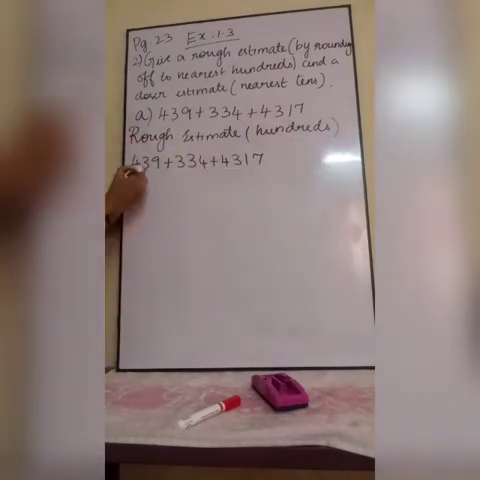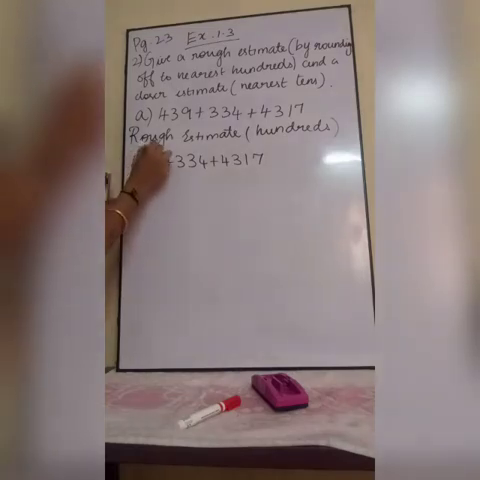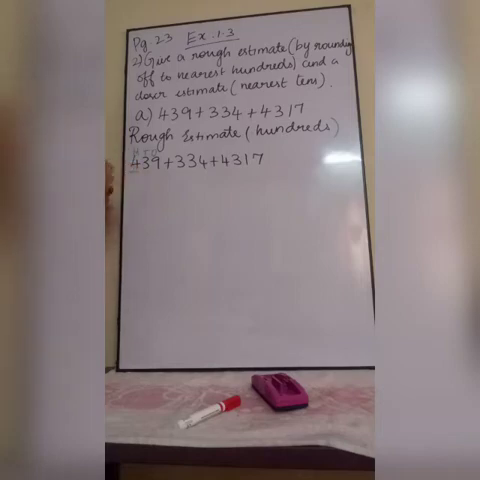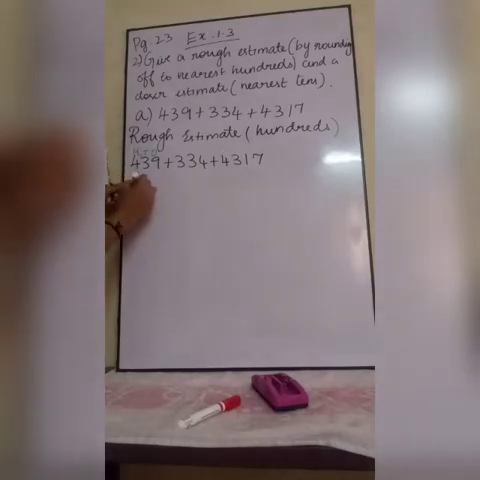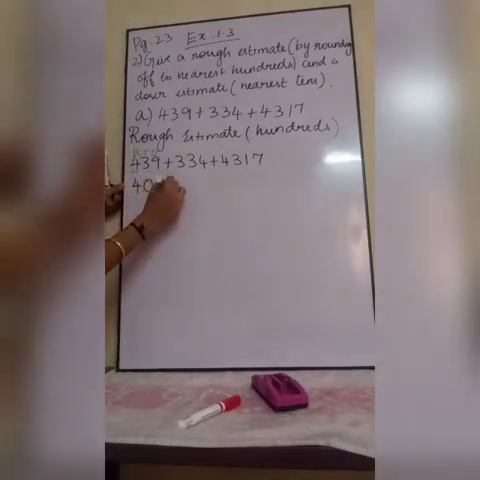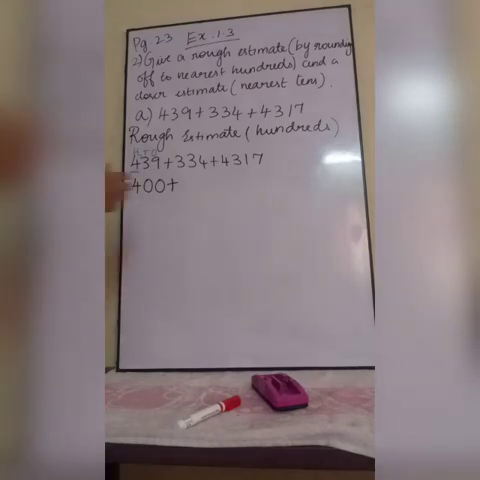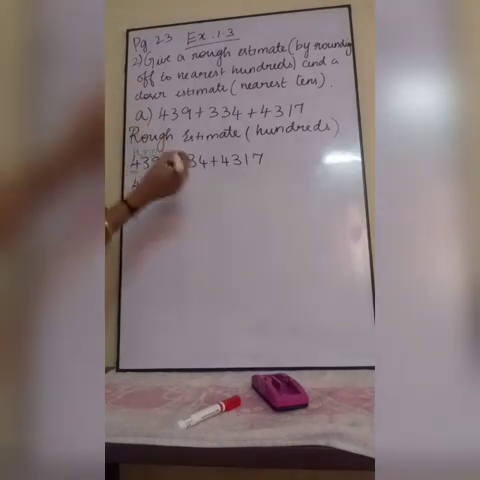So here: ones, tens, hundreds. I am going to round off this value. Where will you check? You will check the tens place. The tens place is 3, so 3 means no change in the number. How will you write it? 4, then 0 0.